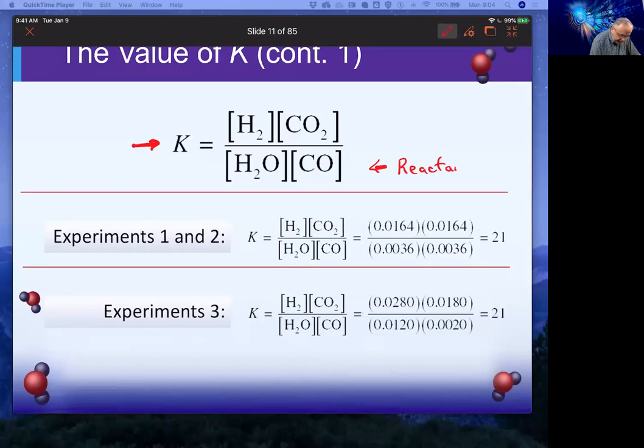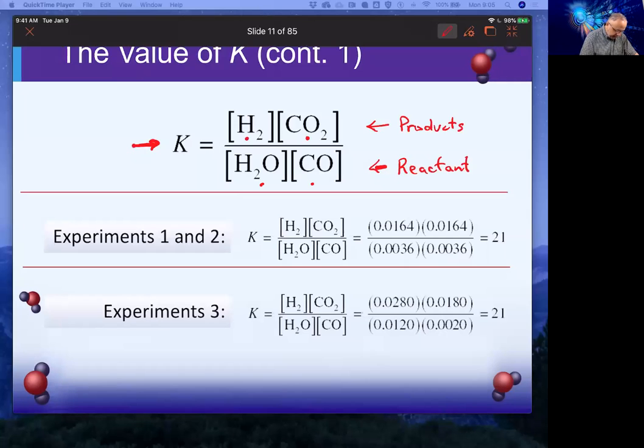So when you get a K expression, you can tell which are the reactants and which are the products. The products are always on top. The reactants are always on the bottom. So this is the reaction of H2O and CO to produce the products of hydrogen gas and CO2.